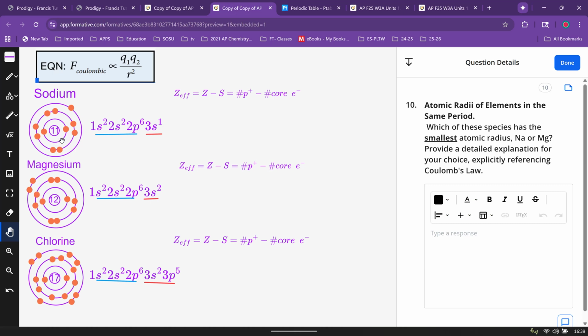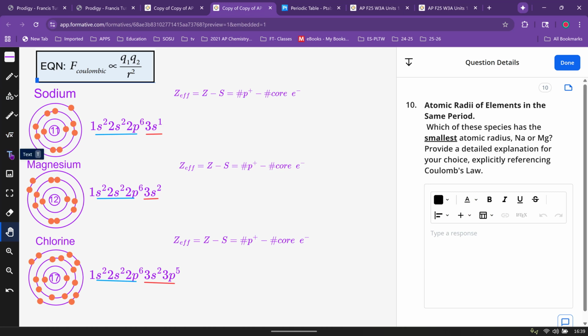We also talked about electron-electron repulsions and electron shielding, but that is not something that we are going to mention when we talk about period trends, because we're going to notice that every one of these atoms in a period have the same number of core electrons, and so the shielding effect does not increase with added electrons.